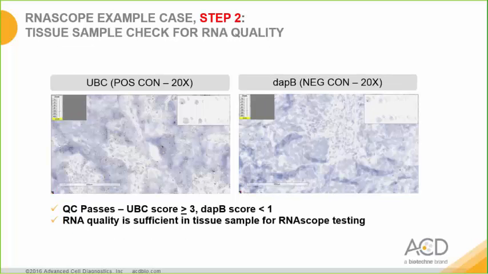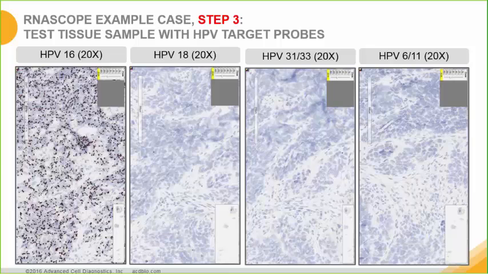Having confirmed the proper technique for running the RNAscope assay, we can now proceed to checking the tissue sample for RNA quality. The same control probes are used here, UBC and DapB. The sample passes with a score of 3 for UBC and a score of 0 for the DapB, indicating that the RNA quality in the tissue sample is suitable for RNAscope testing. Having confirmed this, we can now test the tissue sample with the target probes.